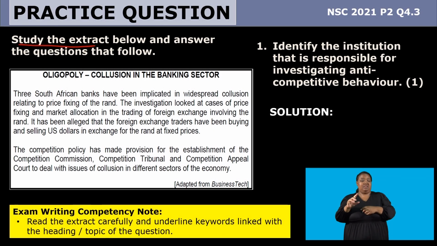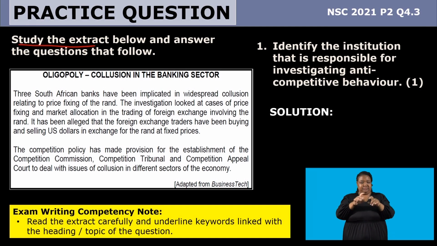It has been alleged that the foreign exchange traders have been buying and selling US dollars in exchange for the rand at fixed prices. The competition policy has made provision for the establishment of the Competition Commission, Competition Tribunal, and Competition Appeal Court to deal with issues of collusion in different sectors of the economy.